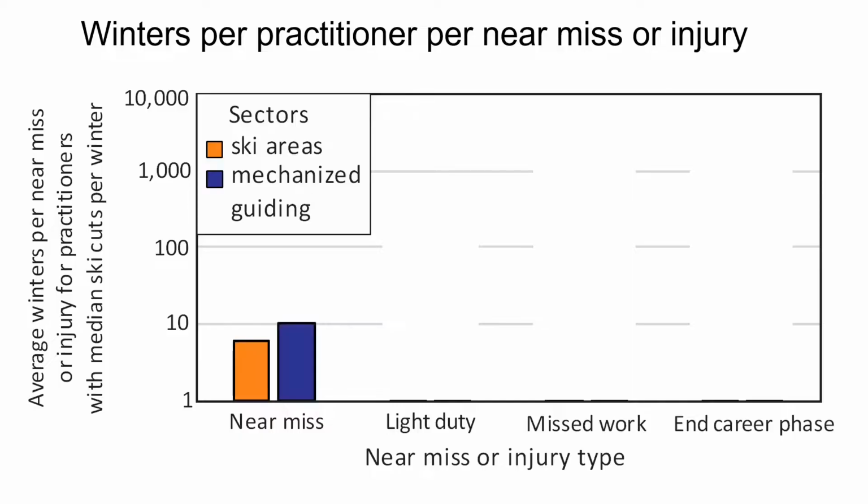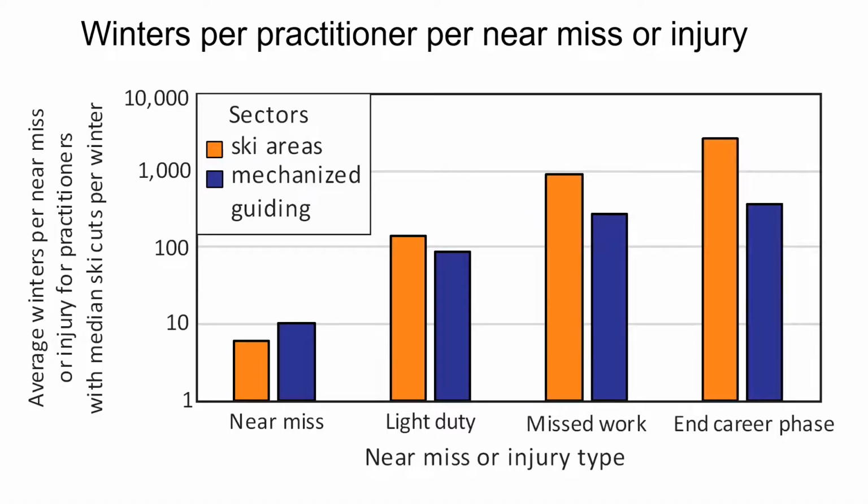The survey suggests that a practitioner would, on average, experience a near miss about every 6 to 10 winters. A practitioner would, on average, experience an injury resulting in light duty about every 90 to 140 winters. The survey suggests that injuries resulting in missed work or ending one's career phase happen even less often. Because the average number of winters for more serious injuries for an individual practitioner are around 1,000 and rather hard to comprehend, let's try a different approach.